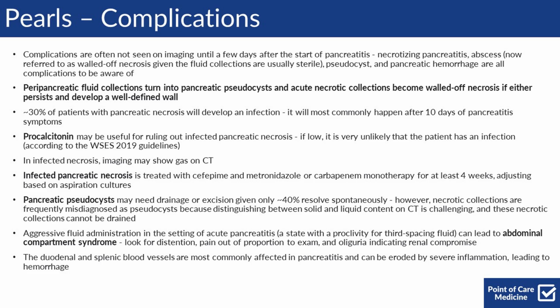30% of patients with pancreatic necrosis will develop an infection. It will most commonly happen after 10 days of pancreatitis symptoms. Procalcitonin may be useful for ruling out infected pancreatic necrosis. If the level's low, it's very unlikely the patient has an infection, according to 2019 guidelines. In infected necrosis, imaging may show gas on the CT. Infected pancreatic necrosis is treated with cefepime and metronidazole or a carbapenem monotherapy for at least 4 weeks, adjusting based on aspiration cultures.